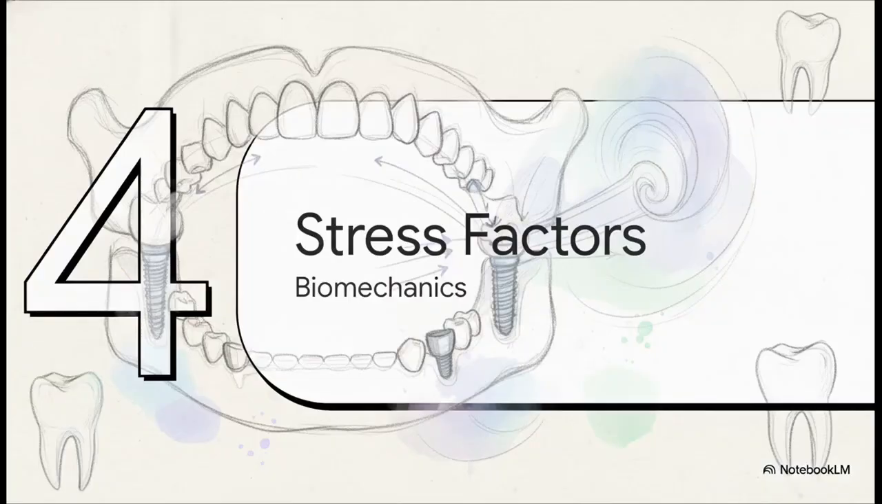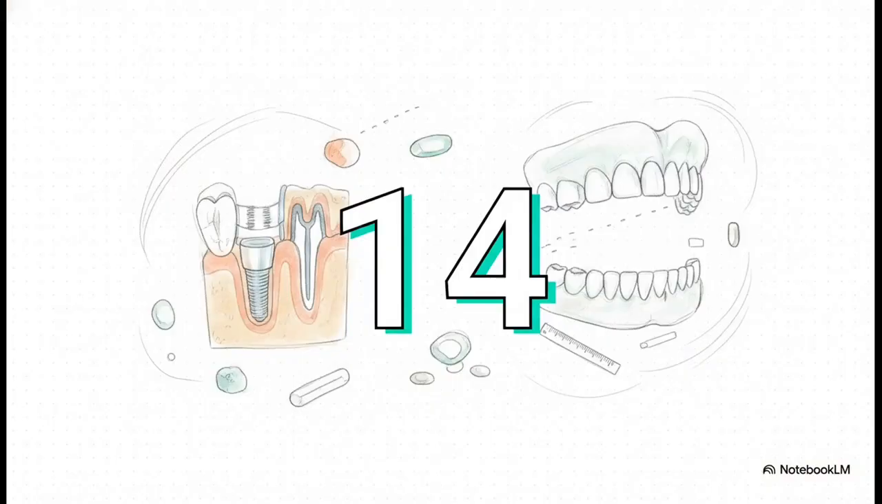All right, Section 4, Biomechanics and Stress Factors. We're looking at arch forms and the invisible forces that can completely wreck a beautifully placed implant. We have to engineer our treatments to survive the forces of the mouth. First, crown height space. You measure this from the crest of the bone to the plane of occlusion. As bone resorbs, the space naturally gets bigger.